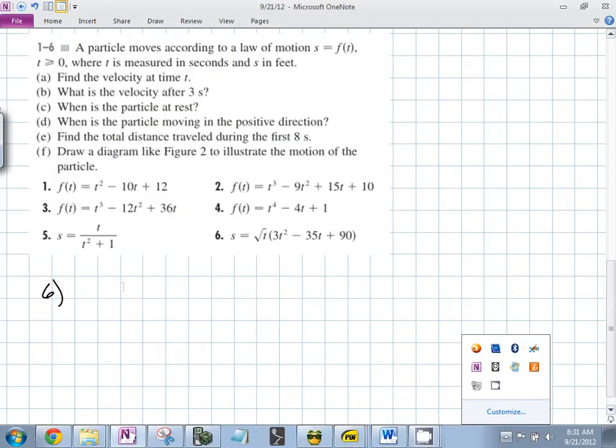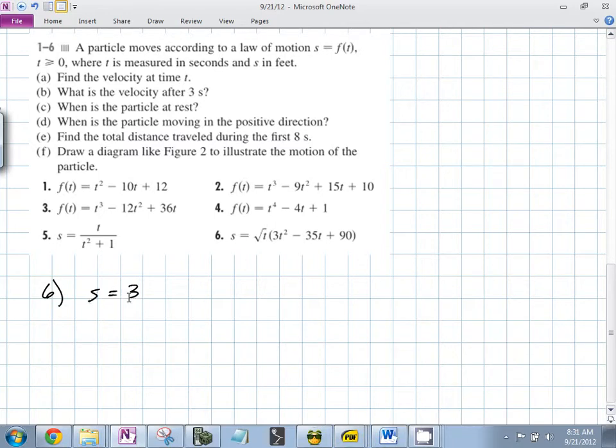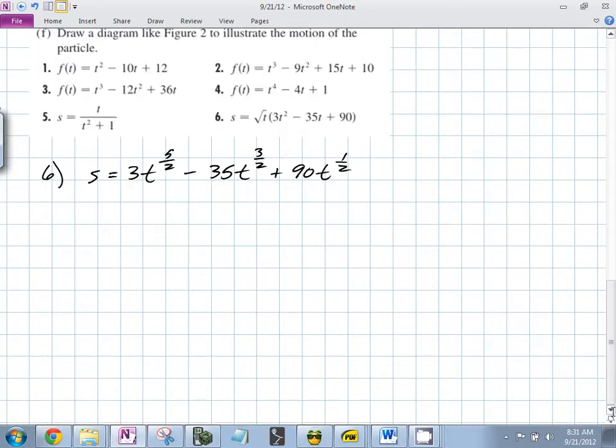Yeah, you can multiply the square root through. So you get s is equal to 3t to the what power? 5 over 2 minus 35t to the what power? 3 over 2 plus 90t to the... It looks more complicated, but it's a lot easier to find the derivative.